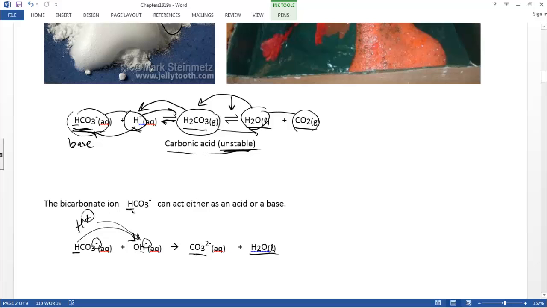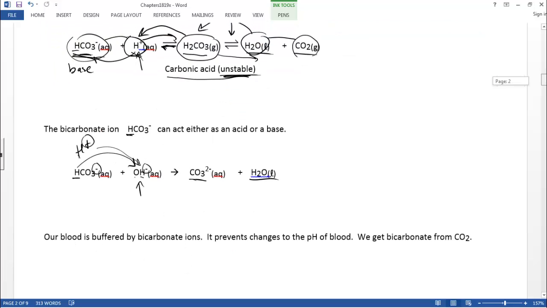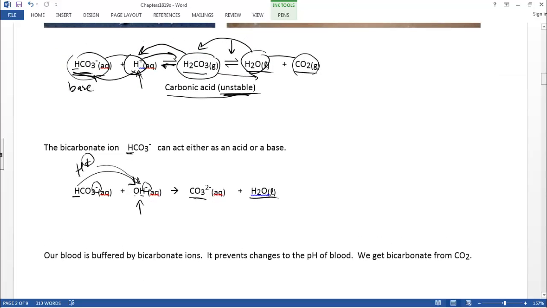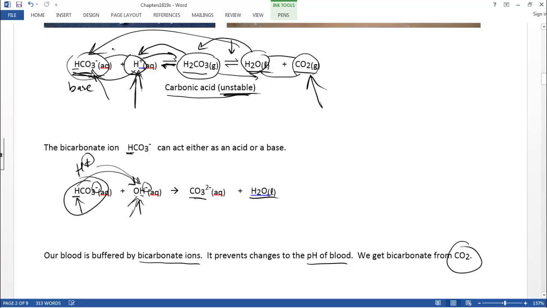Okay, but the bicarbonate ion acts as either an acid or a base, depending on what's reacting with it. In this case, H plus, an acid, or hydroxide, a base. That actually has biological consequences. In fact, our blood is buffered by the bicarbonate ion, and it prevents changes to the pH in blood. Where does all this bicarbonate come from? Well, the gases that we're exhaling contain carbon dioxide. Some of that stays behind in our bloodstream, reacts with water, and makes its way to bicarbonate ion.